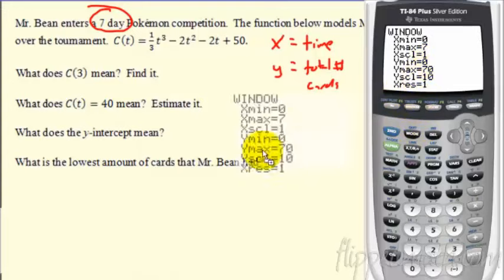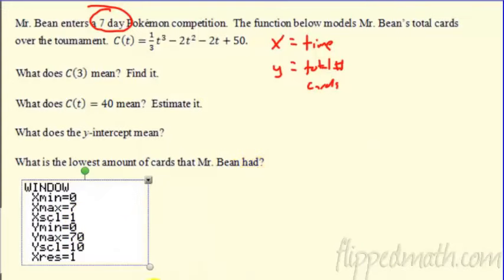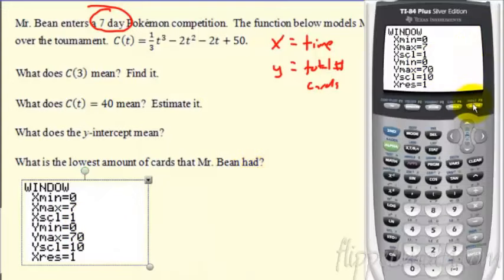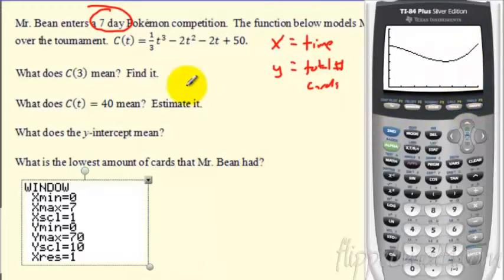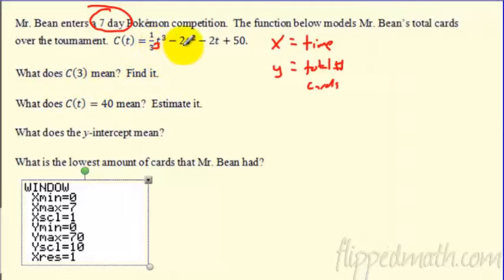I'll keep that window over here in case you want it. Oh, that's fancy. All right. So we've got this graph. Why do I need this graph? Well, it's really super cool. Let's take the first one. What does a C of 3 mean, and find it? I could go up here and wherever there's a T, I could put a 3 in, no problem. Put a 3 in all those, crunch it out, and you're good to go. But once it's in the calculator, I don't need to do that. If you want to, you're more than welcome to.